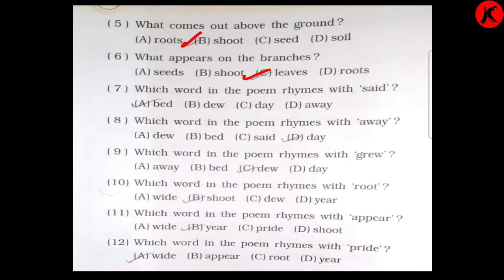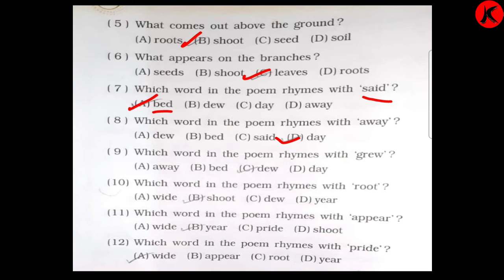7 number. Which word in the poem rhymes with said? S-A-I-D, said. A. B-E-D, bad. B. Due. C. Day. D. Away. So what is the correct answer? Bad. B-E-D, bad. Said rhymes with B-E-D, bad. 8 number. Which word in the poem rhymes with away? D-E-W, due. B-E-D, bad. S-A-I-D, said. D-A-Y, day. So what is the correct answer?